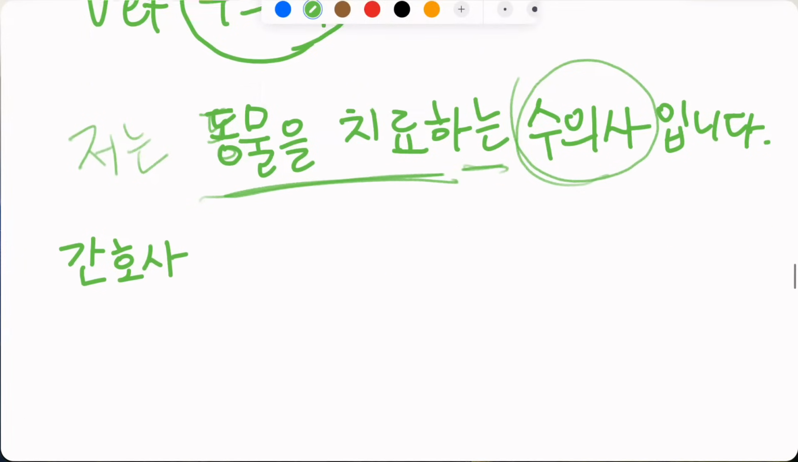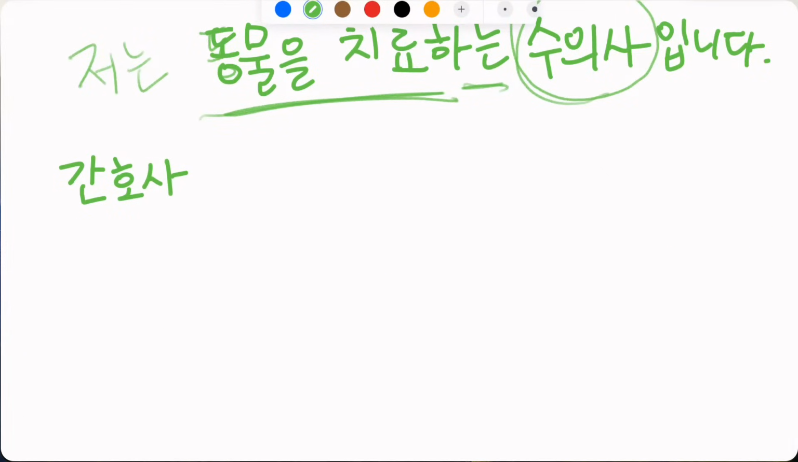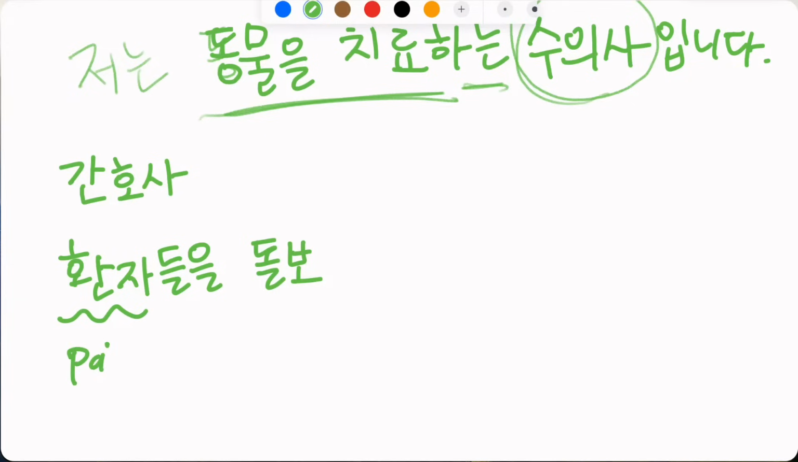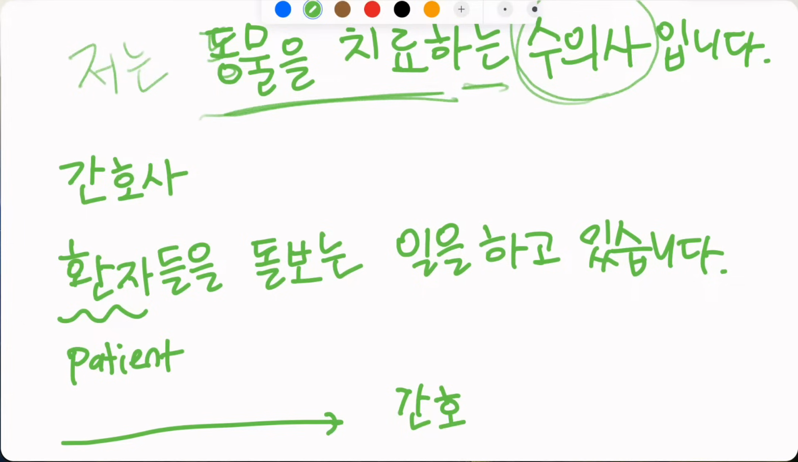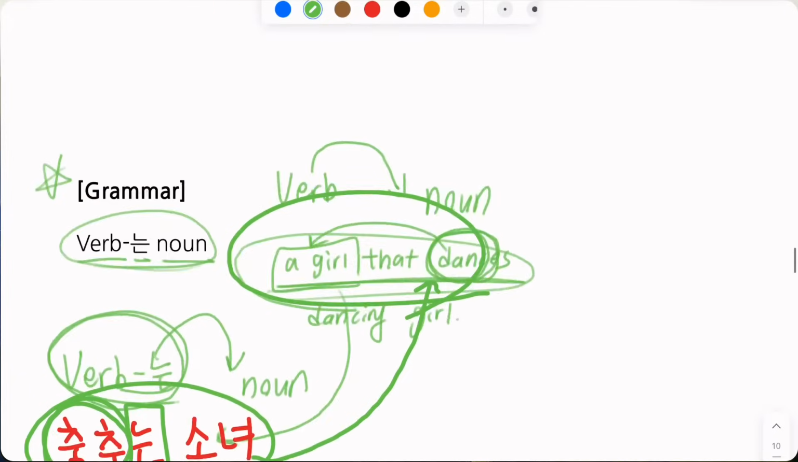그러면 you can just simply say 제 직업은 간호사입니다. But if you want to be more specific, you can say 환자들을 돌보다 means to take care of. 환자 means patient at a hospital. 돌보는 일을 하고 있습니다. I do a work of taking care of patients. Or you can also say 환자들을 돌보는 간호사입니다. 이런 식으로 말을 할 수가 있어요.